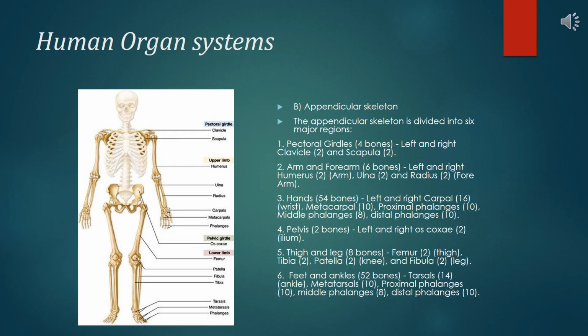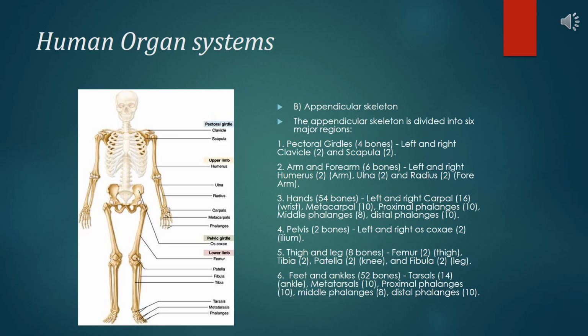B. Appendicular skeleton. The appendicular skeleton is divided into 6 major regions. 1. Pectoral girdles, 4 bones, left and right clavicle 2 and scapula 2. 2. Arm and forearm, 6 bones, left and right humerus 2 arm, ulna 2 and radius 2 forearm. 3. Hands, 54 bones, left and right carpal 16, wrist, metacarpal 10, proximal phalanges 10, middle phalanges 8, distal phalanges 10. 4. Pelvis, 2 bones, left and right os coxae 2 ilium. 5. Thigh and leg 8 bones, femur 2 thigh, tibia 2, patella 2 knee, and fibula 2 leg 6.